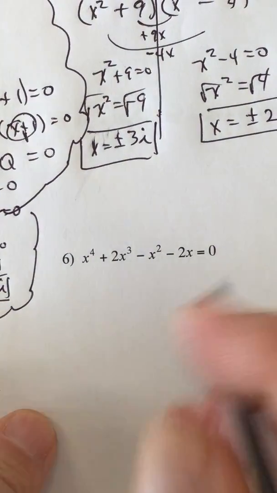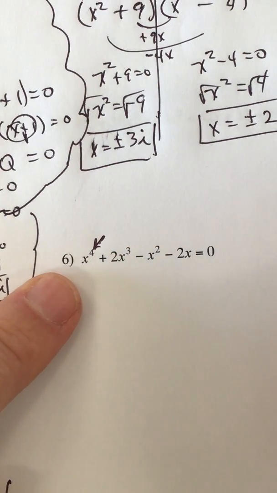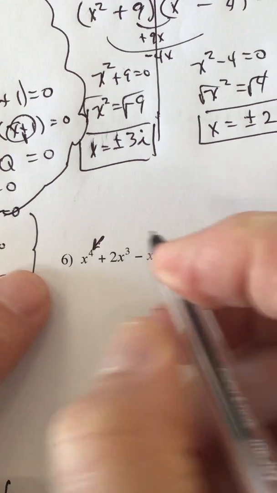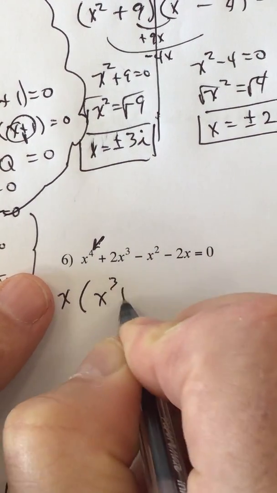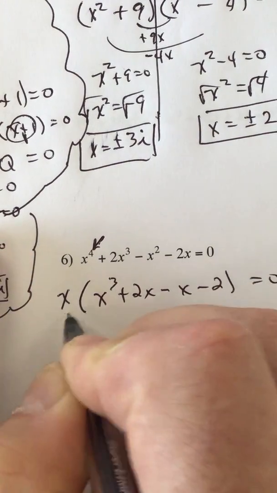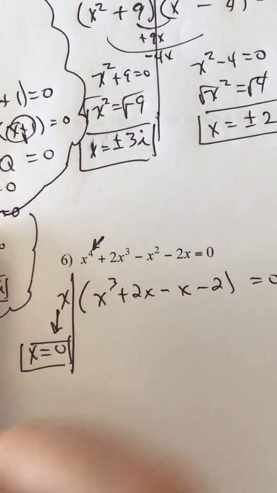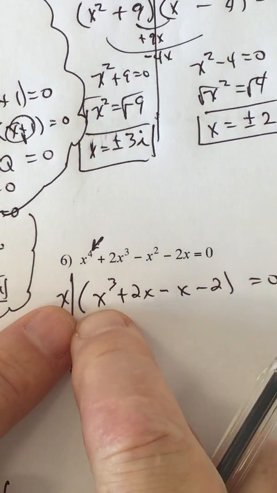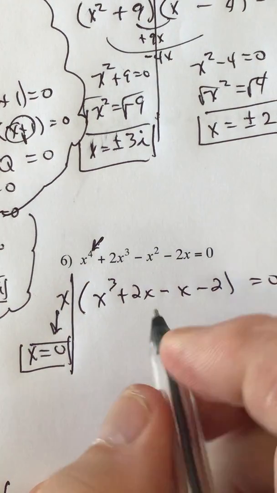Okay, number 6. It's going to be 4 answers. I see right away that x is one of them. 0 is one of them. I'm going to take an x out of that, and we have x to the third plus 2x minus 2. So here's one of them. x equals 0. So there's one answer. There's 3 left. I'm going to find one of them with the rational root theorem and then get the other 2 out of the quadratic formula.